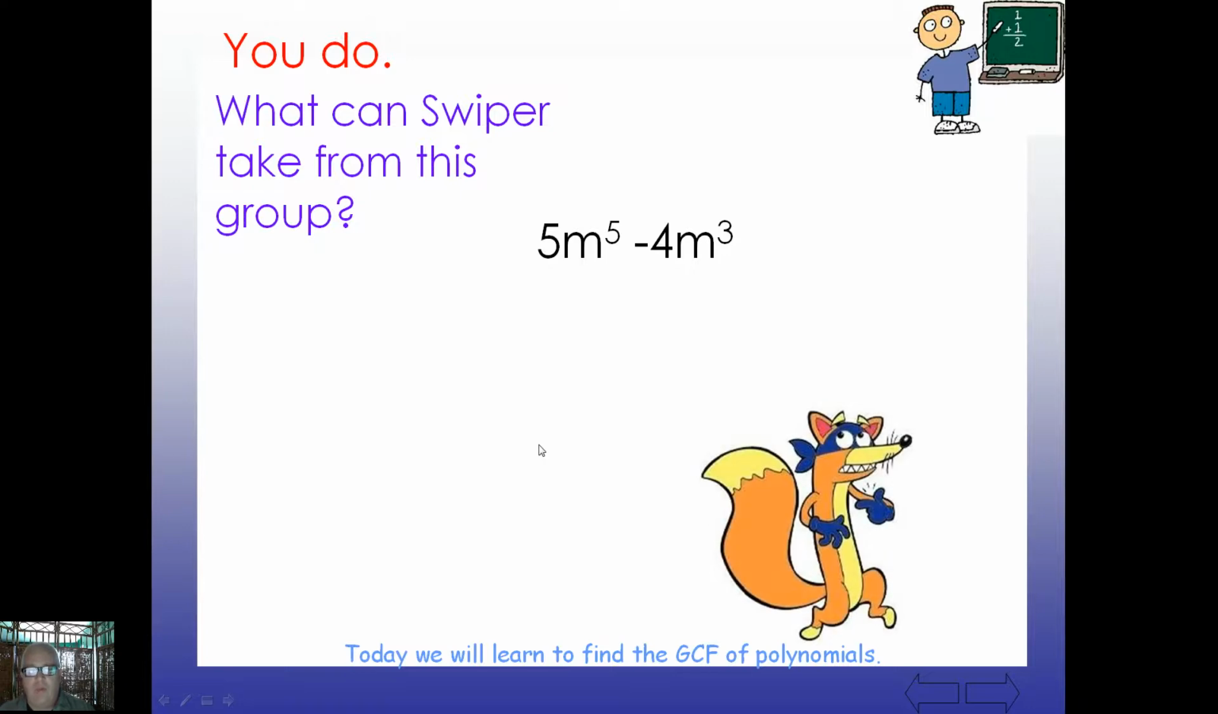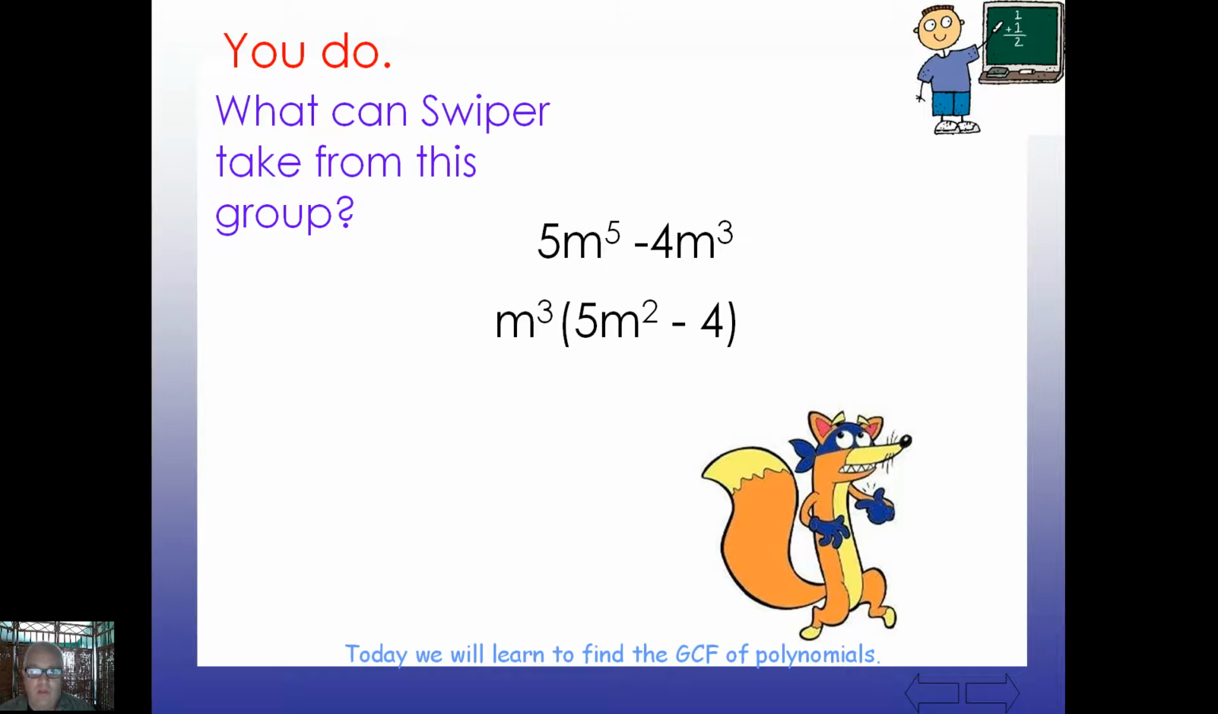What can Swiper take from this group? 5m to the 5th minus 4m cubed. So if we consider 5 and 4, or negative 4 in this case, really those are what we call prime, uniquely prime. They really don't have anything in common with the number 1. So even if we divide by 1, we're still left with 5 and negative 4. But what about those letters M? How many M's can we remove? Can we take away 1 or 2 or maybe even 3 of them, right?